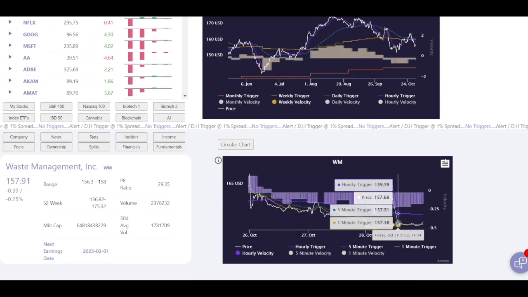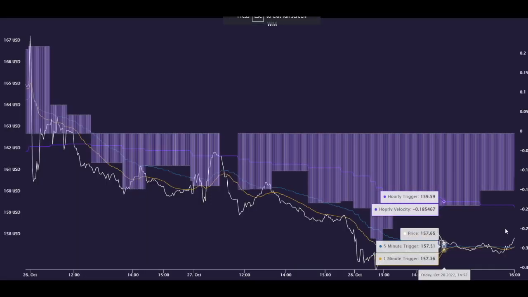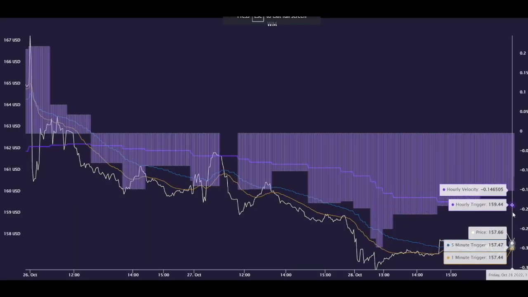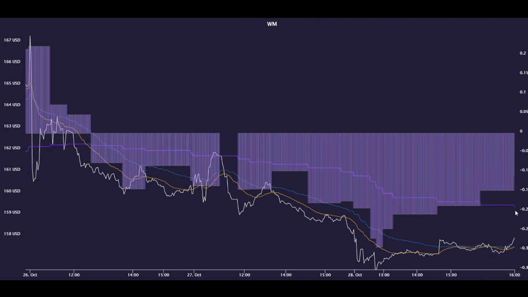So the way we play this is we come down to here. It looks like price wants to revisit the hourly trigger. What we do is we short 159. So WN, short the HT at 159.